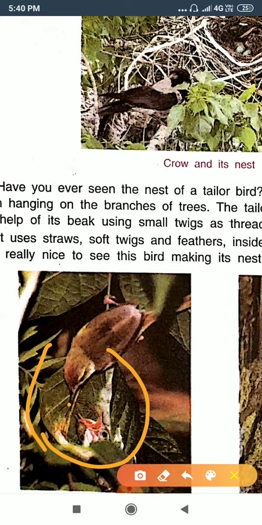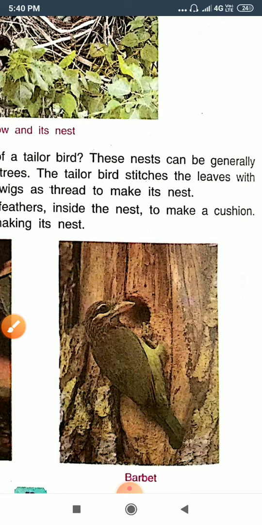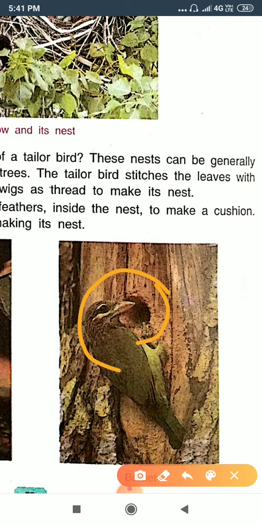Now move to the next bird. See this barbet. Tuk tuk tuk tuk tuk tuk tuk sound. You can listen. Sometimes you have heard the tuk tuk tuk tuk sound coming from the tree trunk. And do you know it is a barbet or a coppersmith who makes its nest in the holes of the tree. See this, this is the hole of the tree trunk. This is the special type of nest of the barbet.